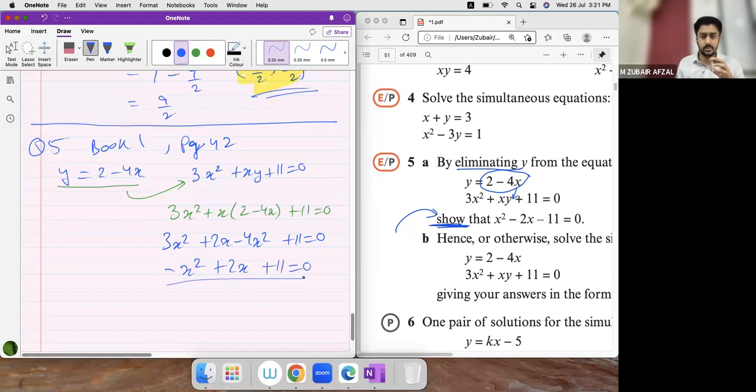So now this equation does not look like the one on the right. There x square is positive. So I'm taking the whole equation on right hand side. So x square minus 2x minus 11 equals to 0. Hence shown.